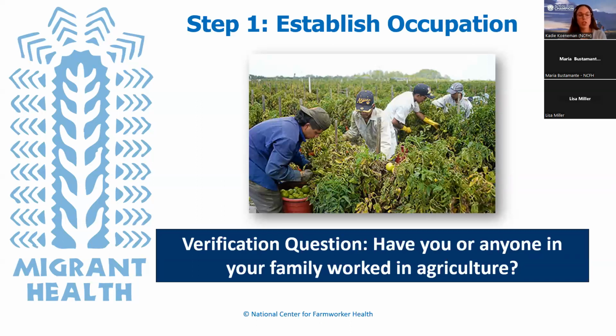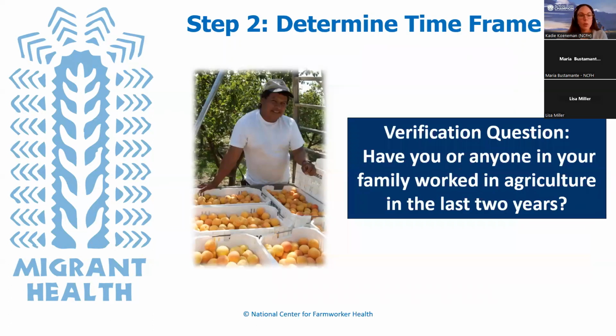After we have established the occupation, we want to determine time frame. So the verification question is, have you or anyone in your family worked in agriculture anytime in the last 24 months or 2 years? There's no specific amount of time that an agricultural worker has to have worked in agriculture in those last 24 months or 2 years. It could be 1 week out of the 24 months. It could be the whole time. The key is any time in the last 24 months or 2 years.